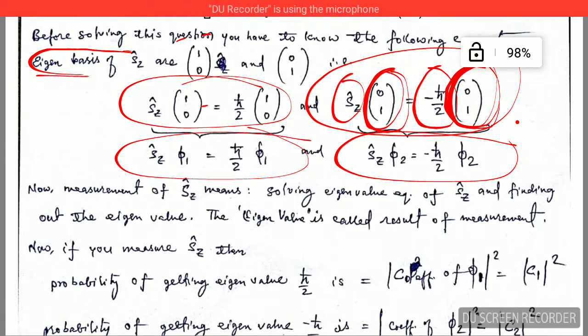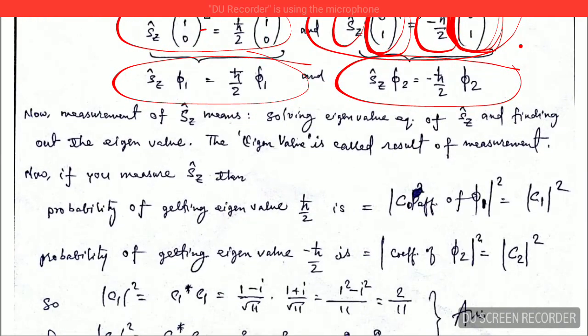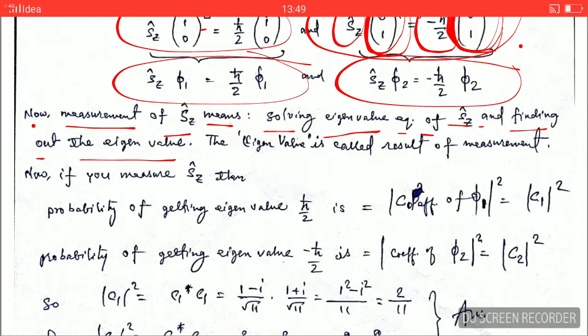Now I have to tell you some more things. What is the measurement? Now you have to understand the measurement. The measurement of Sz means solving the eigenvalue equation of Sz and finding out the eigenvalue. The eigenvalue is called the result of the measurement.